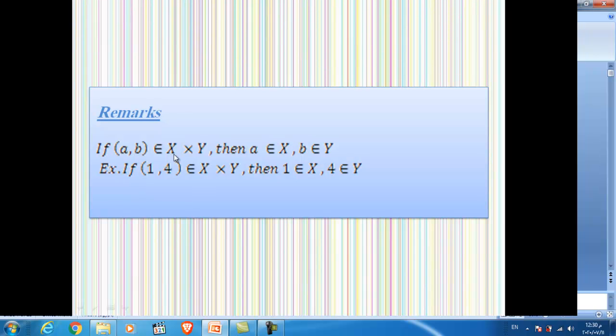If (a, b) belongs to X times Y, then a belongs to X and b belongs to Y. So if (1, 4) belongs to X times Y, then 1 belongs to X, yes, and 4 belongs to Y.